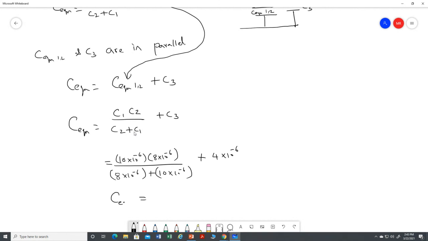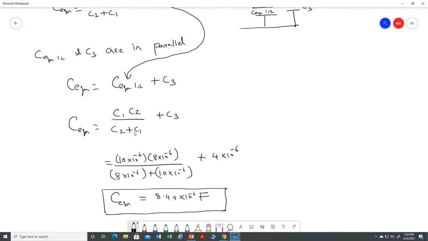Could you please tell me the answer? That will be your final answer. Tell me the answer. 8.44 multiplied by 10 power minus 6. What's the unit for the capacitance? Farad. That's it.